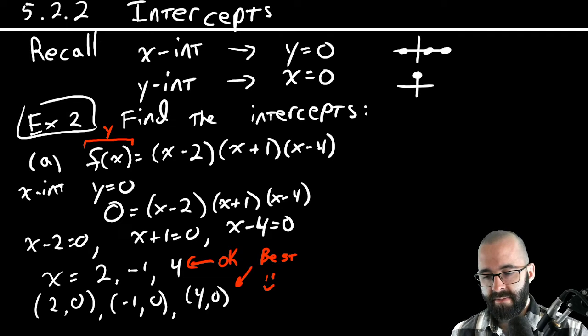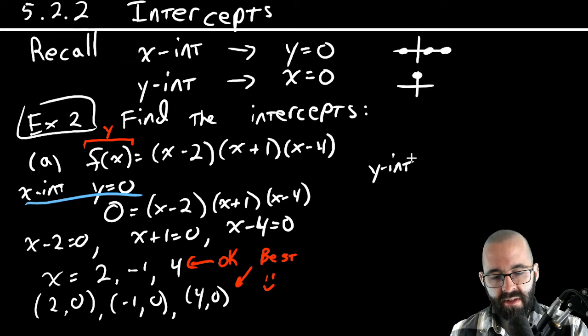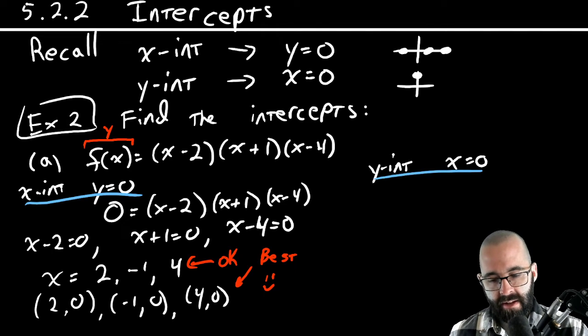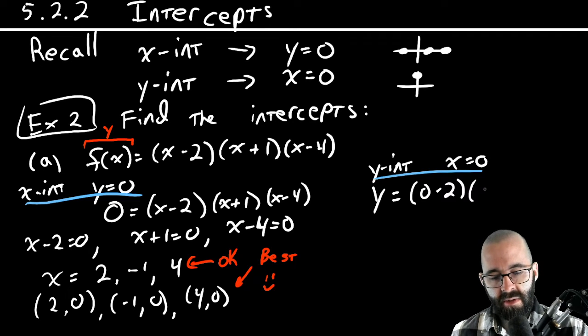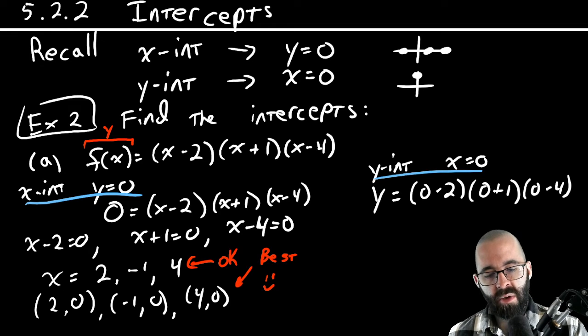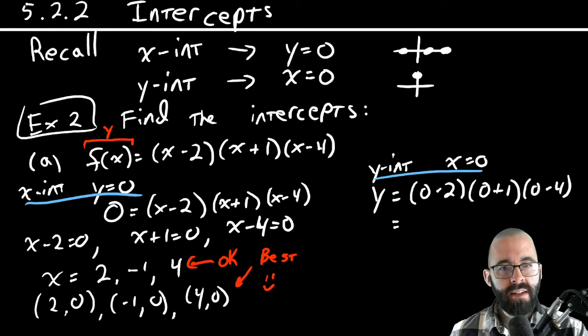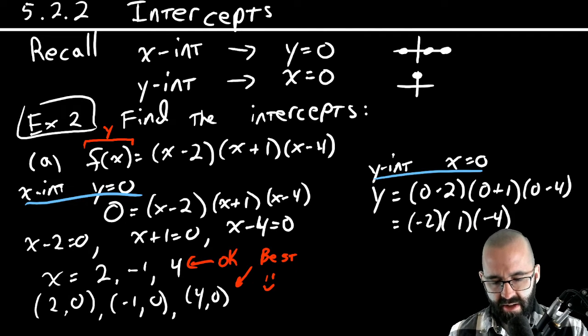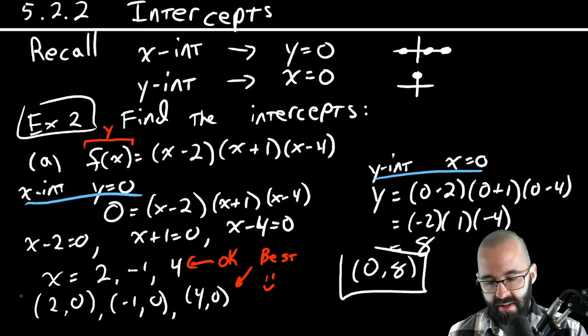Write them as points. All right, so the x-intercept is when y equals 0, and the y-intercept, likewise, is when x equals 0. This one is usually a little easier. So that's going to be when y is equal to, plug in 0: 0 minus 2, 0 plus 1, 0 minus 4. Simplify and type it in a calculator. Negative 2 times positive 1 times negative 4. Oh, you don't really need a calculator for this one. Negative times a negative is a positive 8. The y-intercept is when x is equal to 0 and y is equal to 8.